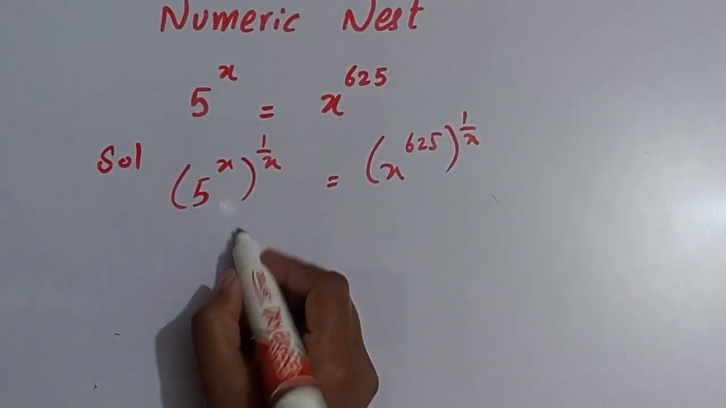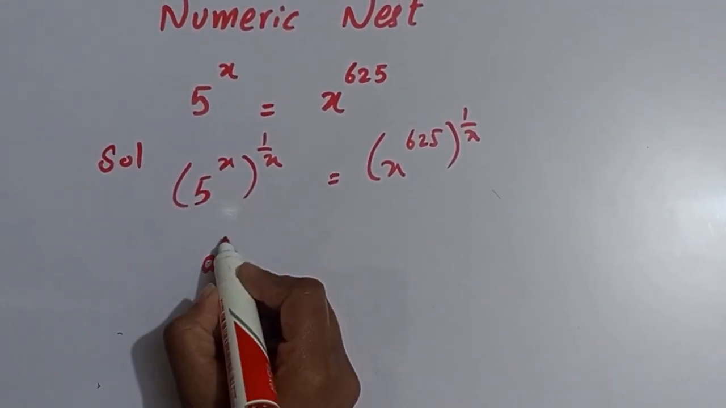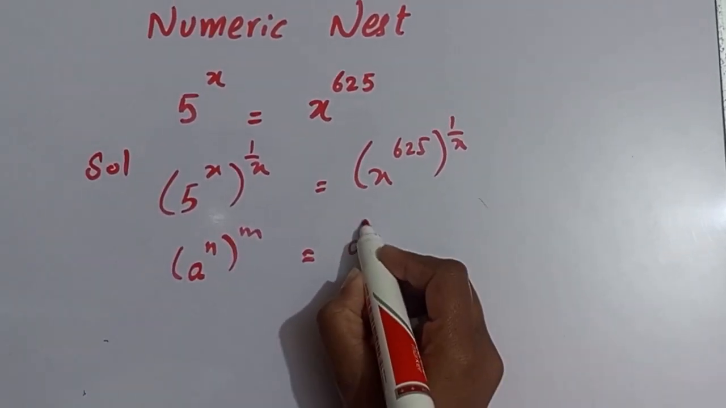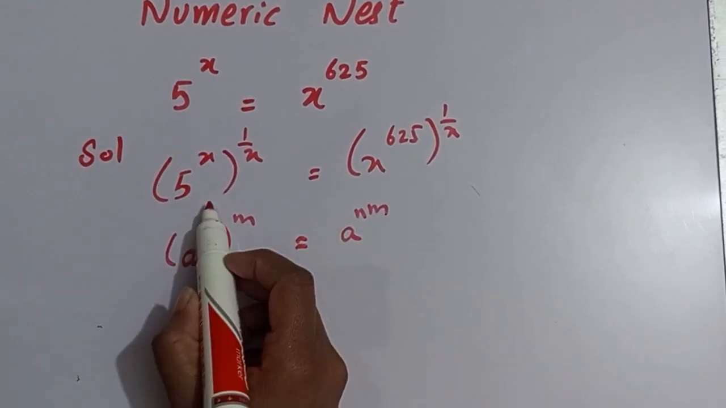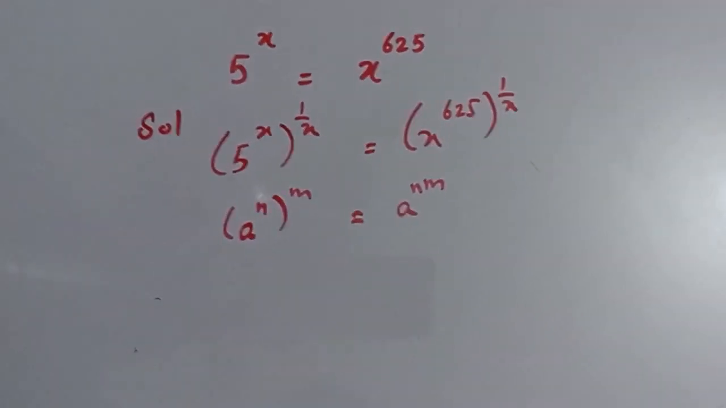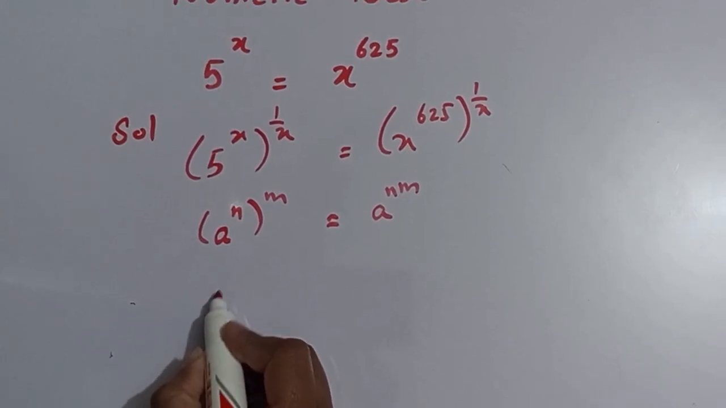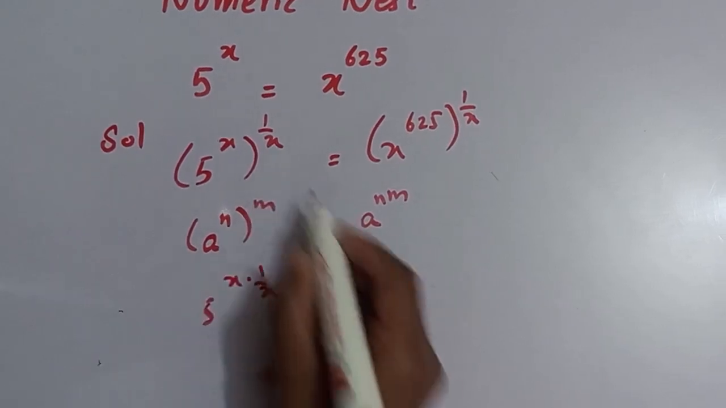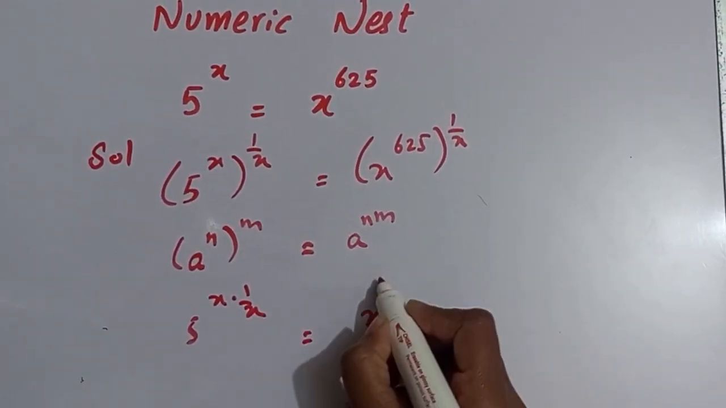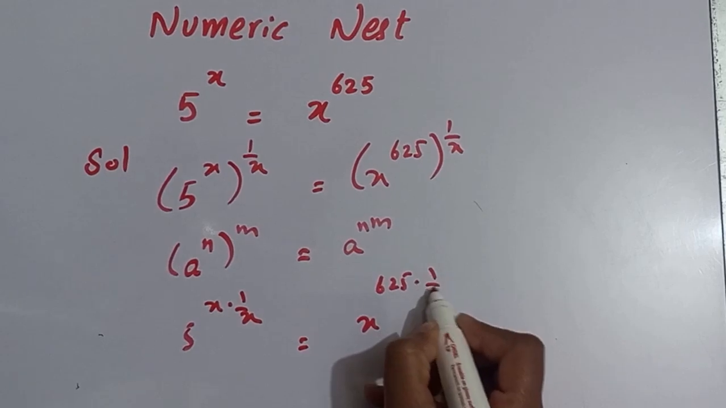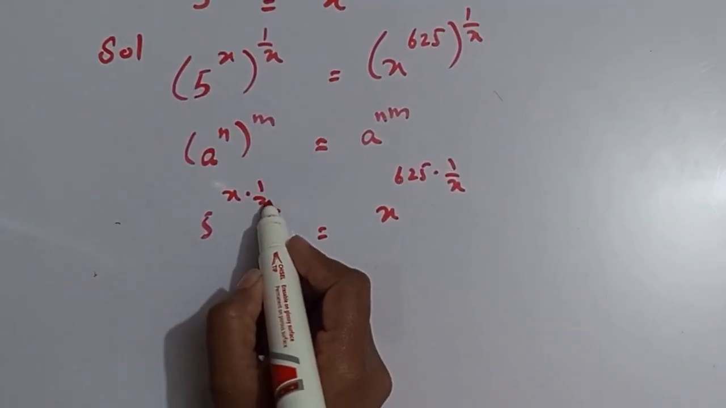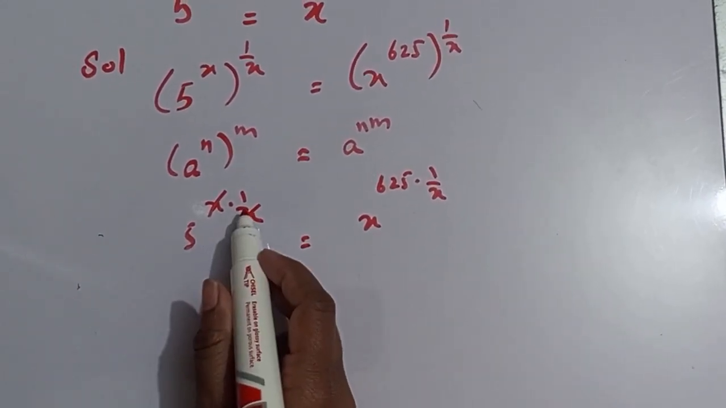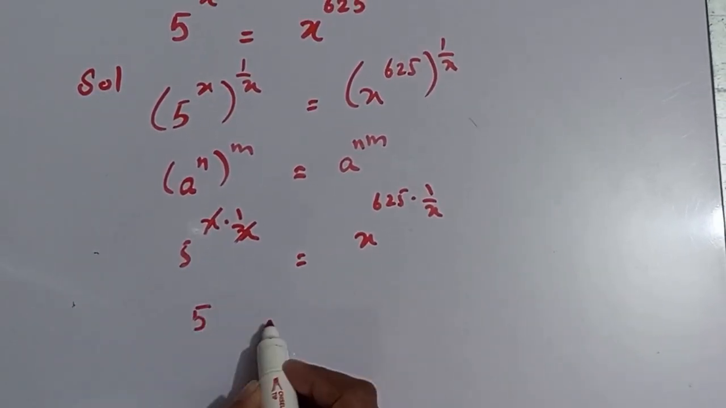In the next step, we use this identity: a raised to the power n, again raised to the power m, we write as a raised to the power of the product of n and m. We apply this identity on the left hand side and on the right hand side. So the left hand side becomes 5 raised to the power x multiplied by 1 over x, which is equal to x raised to the power 625 multiplied by 1 over x. In the next step, the x in the denominator and the x in the numerator cancel, so we just get 5 raised to the power 1, which is equal to 5.